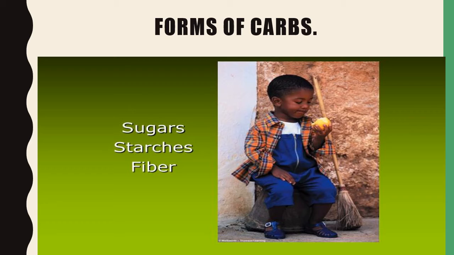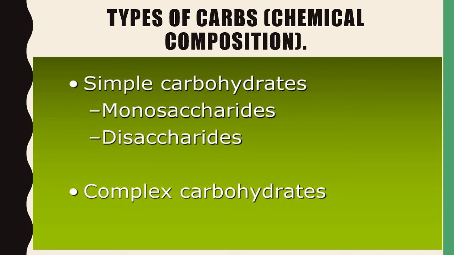Forms of carbs. It comes in three forms: sugars, starches, and fiber, which we will look at in the next slide. So we're going to look at the sugars first. Now, the types of carbs and their chemical composition. We have simple carbohydrates, which are monosaccharides and disaccharides, and we have complex carbohydrates. So we're going to look at the simple carbohydrates to decipher what monosaccharides and disaccharides are.